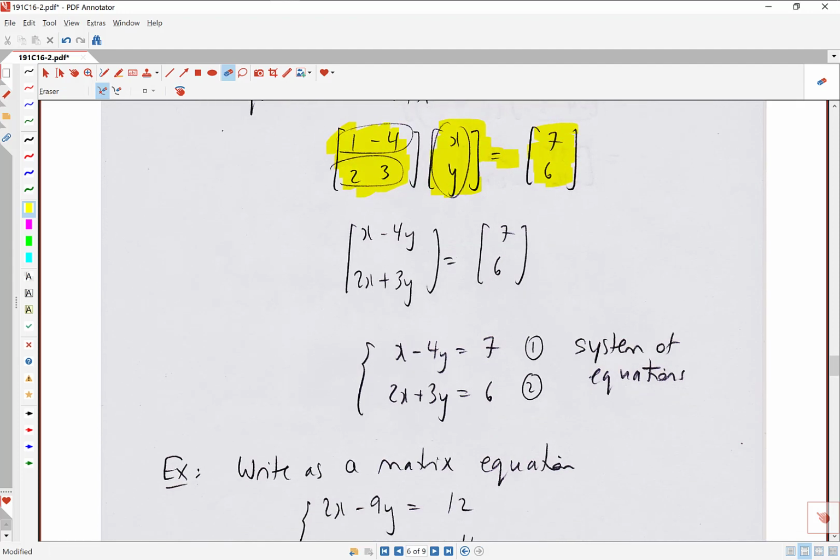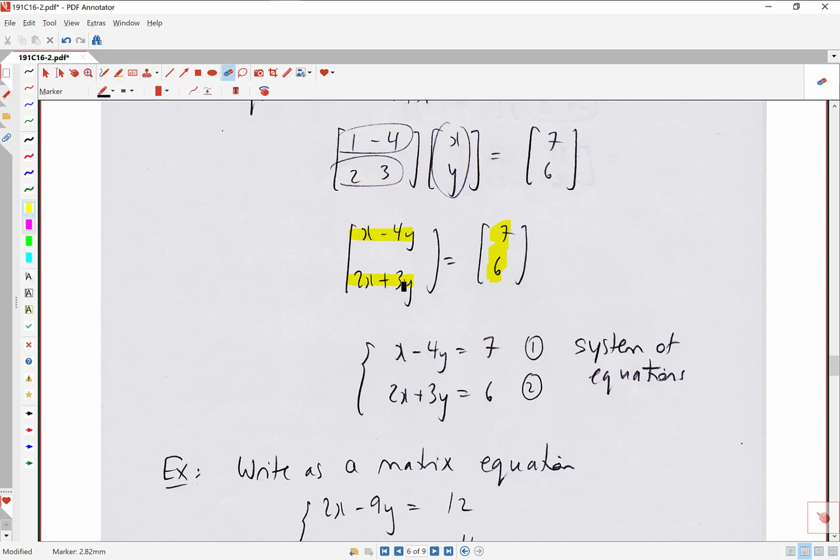So in order to make sense of that, we're just going to actually do a matrix multiplication. So we're going to circle the rows of the first matrix, and we circle any columns of the second matrix. So there's just one single column there. And we're going to do our dot products. So it would look like 1 times x minus 4 times y. So there we go. And then for the bottom row, it would look like 2 times x plus 3 times y. So there we go. And our equation is saying this is equal to 7, 6.